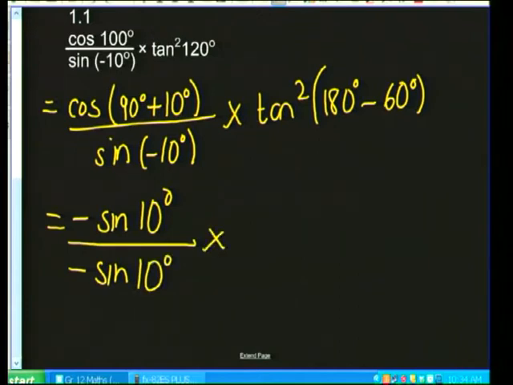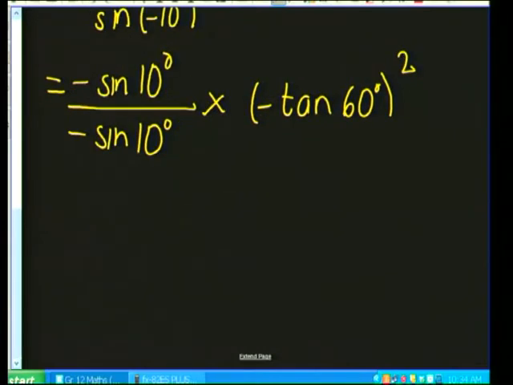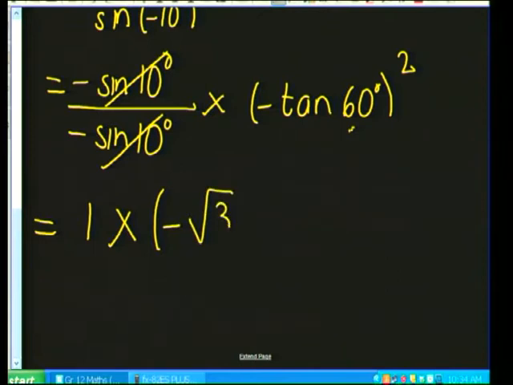Now this one, tan is negative in the quadrant 180 minus, which is the second quadrant. So then you'd have negative tan 60 degrees, and we put the square outside the bracket. Now these two are identical, right? So they cancel out, and that just gives you 1. There, that's a special angle. So you'd end up getting negative 3, and if you square that, you get positive 3. And that's your answer.